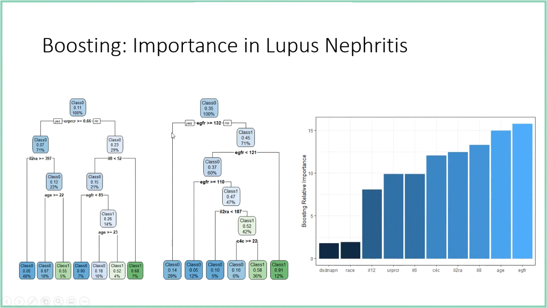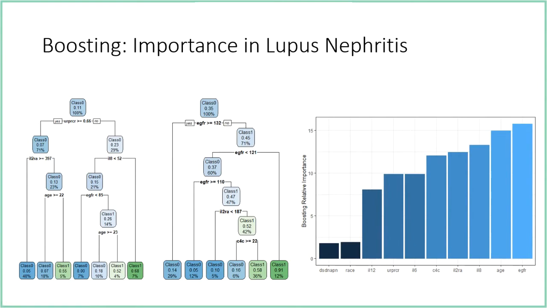You also see that the trees split on different things. So this first tree splits on urine protein to creatinine. If we go to the left, followed by IL-2R alpha, followed by age. This one splits on EGFR and then doesn't split again on the left-hand side. On the right-hand side, it splits multiple times on EGFR. It also splits on IL-2R alpha and then on C4 complement.